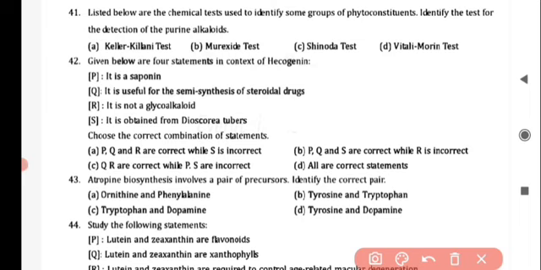Next question is listed below are the chemical tests used to identify some groups of phytoconstituents. Identify the test for the detection of the purine alkaloids. Now the correct answer is option B, Murexide test.